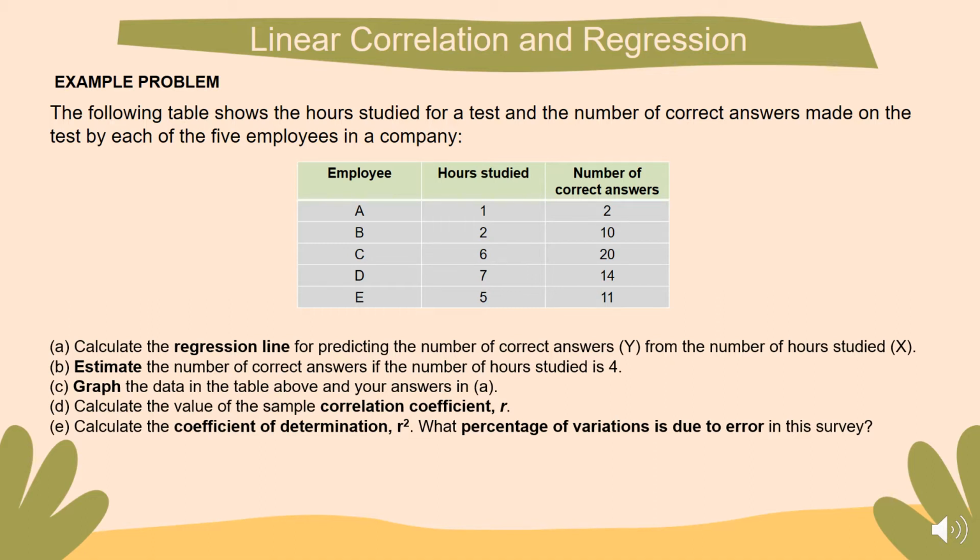The fourth question asks about the correlation coefficient, and the final question asks about the coefficient of determination R squared. And another question asks about what percentage of variations is due to the error in this survey. So basically these are the questions asked. So let's have a look at each of that later.